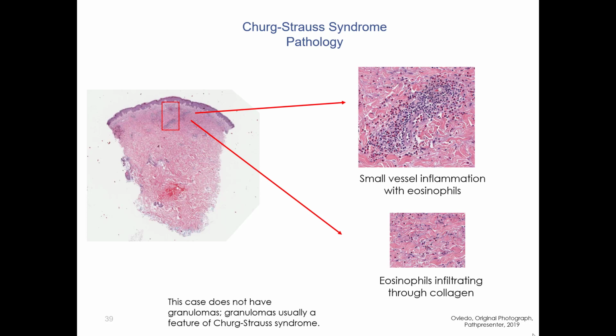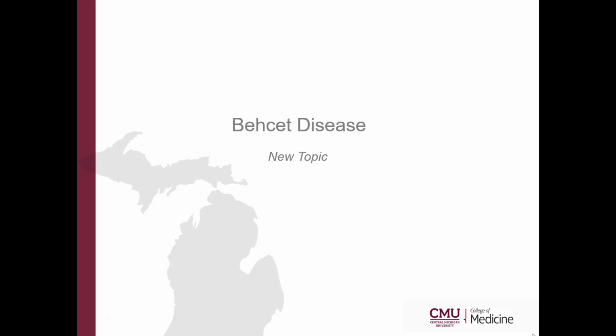You can see the skin punch biopsy demonstrates small vessel inflammation with eosinophils. On the lower right, the eosinophils are infiltrating through the collagen. This particular case did not have granulomas. However, granulomas usually are a feature of Churg-Strauss. Let's go on to Behçet disease.